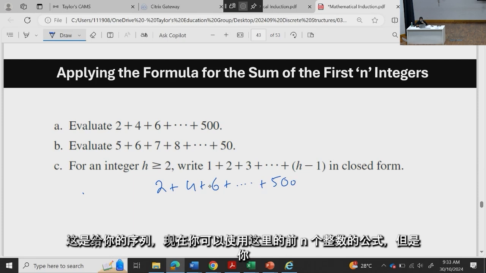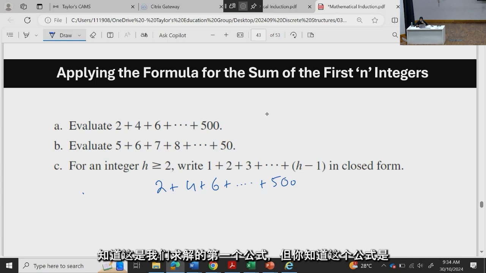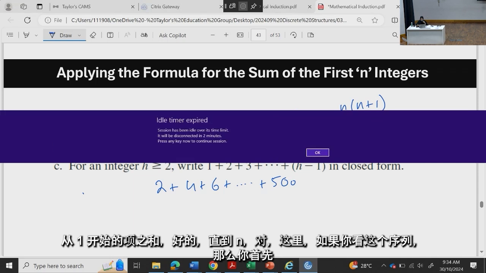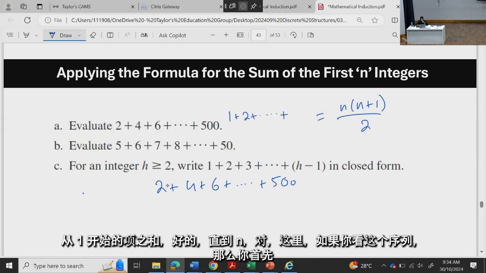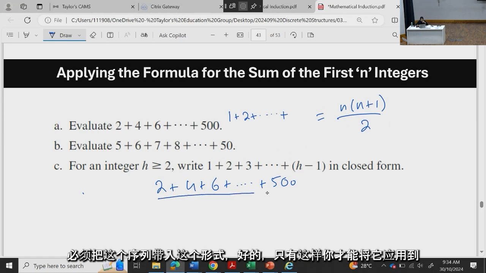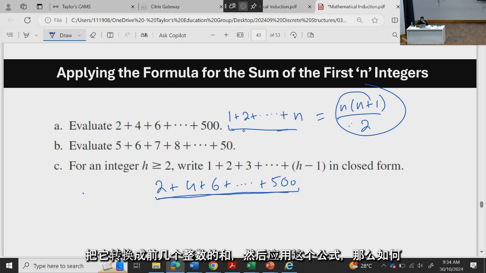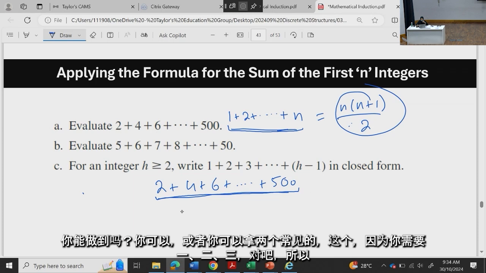sequence given to you. Now you can use the formula for first n integers over here, but you know that this is the formula, the first one that we solved. But you know that this formula is for sum of terms starting from 1, okay, up to n, right? Here, if you look at this sequence, first you have to bring this sequence in this form. Only then will you be able to apply this to evaluate this sequence or find a formula for that. So first analyze this sequence, see how you can convert it into this sum of first few integers, and then apply this formula. So how can you do that?